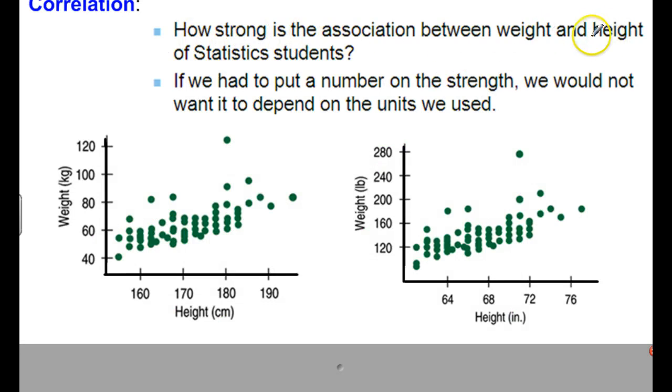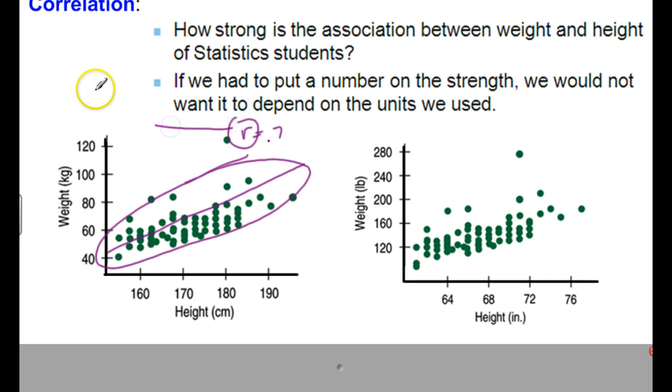Correlation: how strong is the relationship between weight and the other variable? If we had to put a number on this, you can look at the strength of this. How strong is it? It's definitely positive, maybe 0.7 or something like that for your R value. I haven't mentioned this yet, but this has a name. It's called the correlation coefficient.